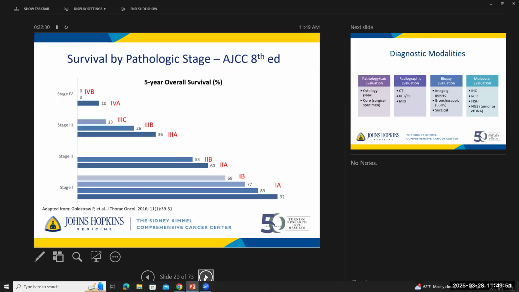Well, why do we stage a patient? What's the point? Why does it matter? What does calling something stage 1, stage 2, stage 3 mean? There's two reasons. One, it helps us to inform treatment decisions, but mostly too, it helps us to prognosticate and give the patient an idea of what their survival is going to look like, okay?